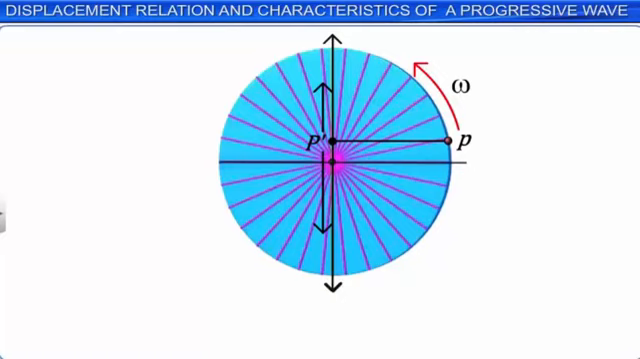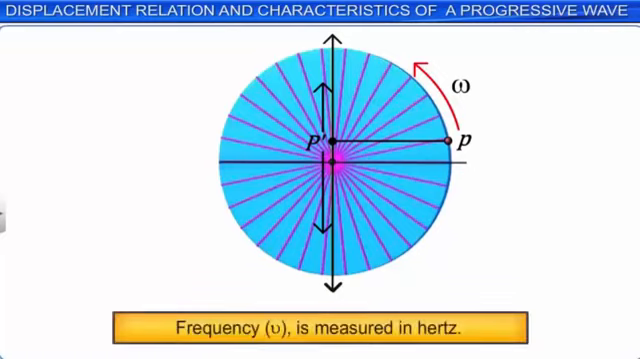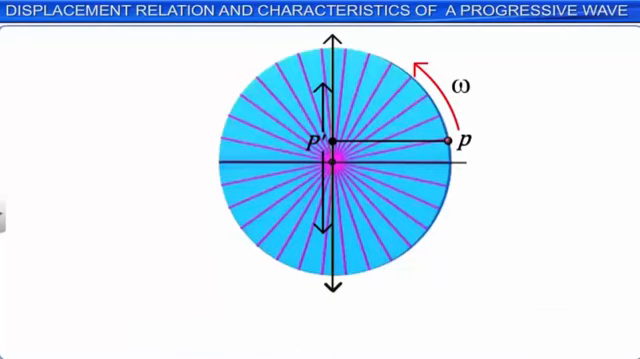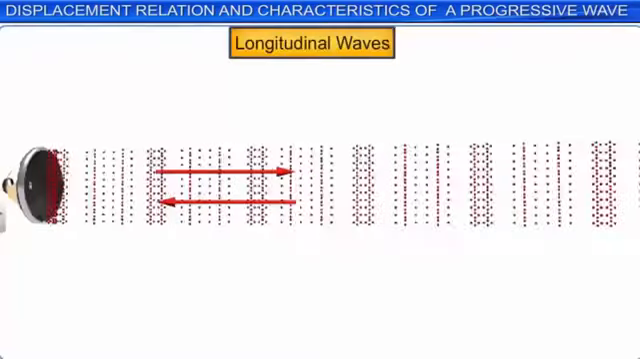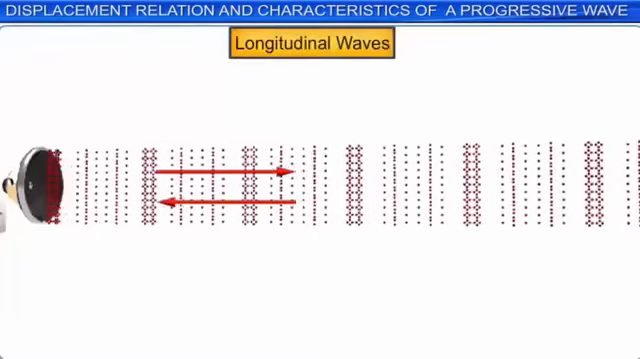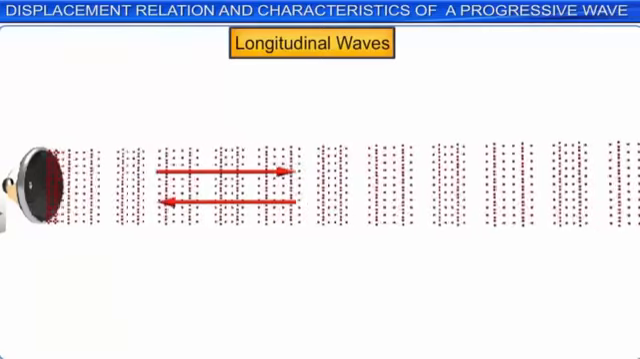In longitudinal waves, the particles are displaced in the direction of motion of the wave. The displacement equation is written as s of x t is equal to a sine into kx minus omega t plus phi, where s of x t represents the displacement of the particle in the direction of propagation of the wave at position x and time t.